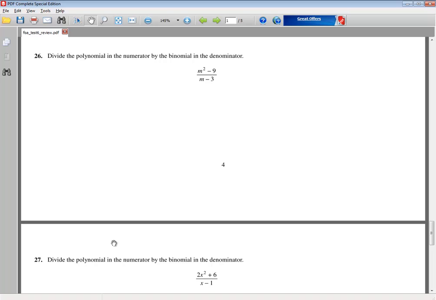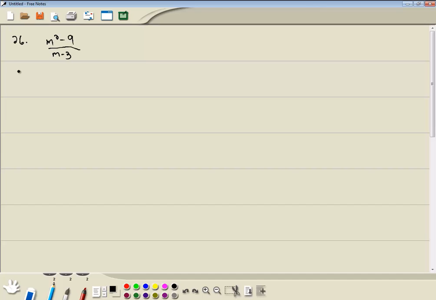This is a rational expression also, so I might be tempted to factor the top, factor the bottom, and see what can cancel. But since the instructions specifically say that, let me show the division, because you can't always do that technique I just talked about. So I get m minus 3, and then I'm going to have m squared plus 0m minus 9.